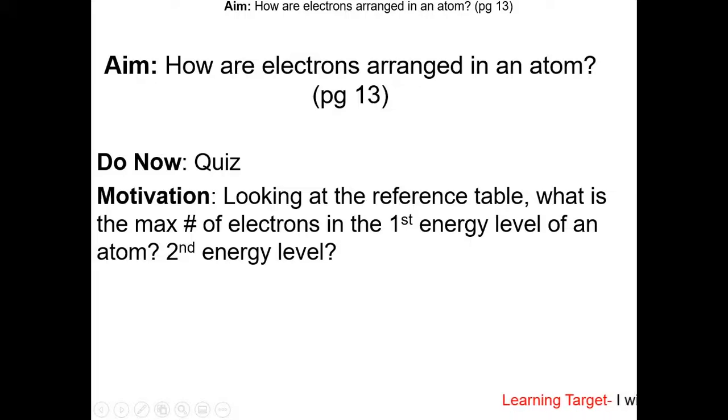This is my fourth video lesson for the unit Atomic Theory. Today we're going to talk about how the electrons are arranged in the atom. So let's go to page 13 in the class packet.